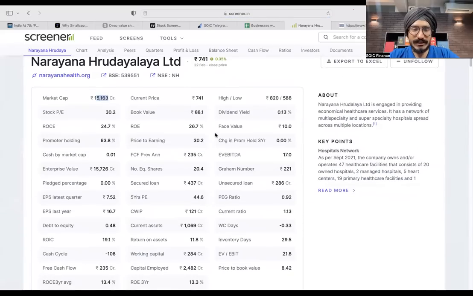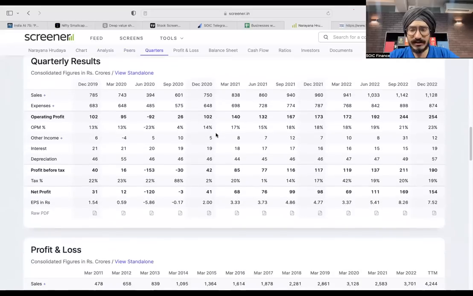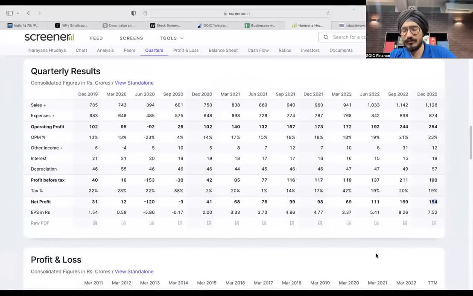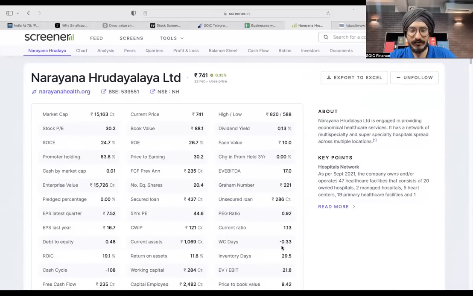So market cap is 15,000 crores. What is the current run rate of PAT? 154 crores. 154 into 4 is 616. So can everyone calculate the forward P/E with me? Forward P/E आप calculate कर सकते हैं अगर 15,163 crores का market cap है. What is the forward P/E? So forward P/E comes to what?